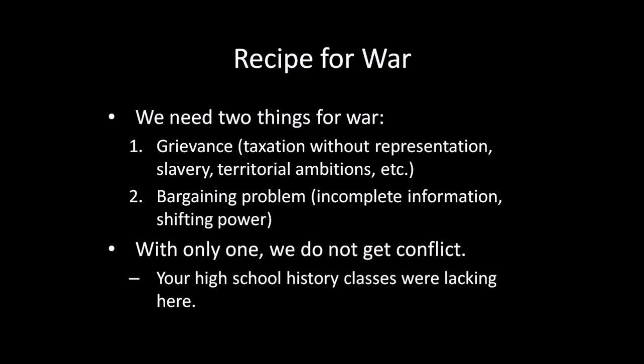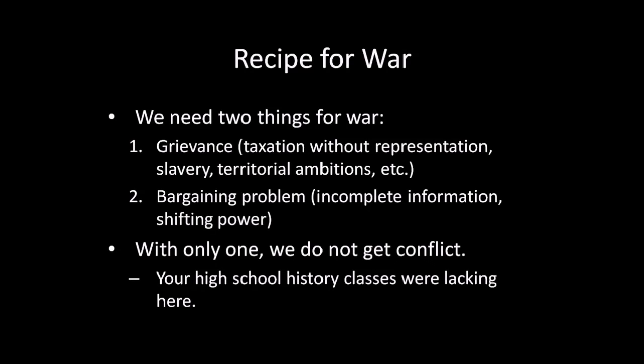So overall, the recipe for war is twofold. You need two things for war to occur. You need grievance, which is the thing that textbooks normally focus on, like taxation without representation, slavery, territorial ambitions, and so forth. And you also need a bargaining problem, the things that we've been focusing on in this unit, like incomplete information and shifting power. With only one of these things, you do not get conflict. If you have grievances between two parties, you should be expecting them to negotiate a solution. If you have some sort of bargaining problem between two parties, like incomplete information and shifting power, but no grievance, then you have no reason for them to fight. It's the interaction of these two things.